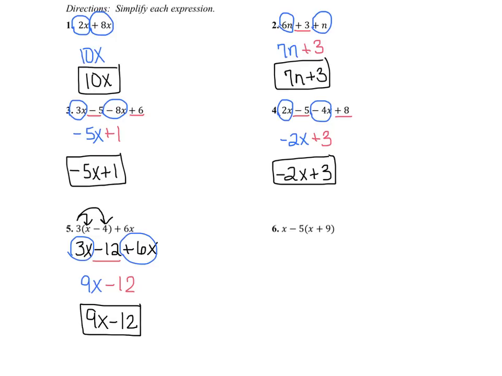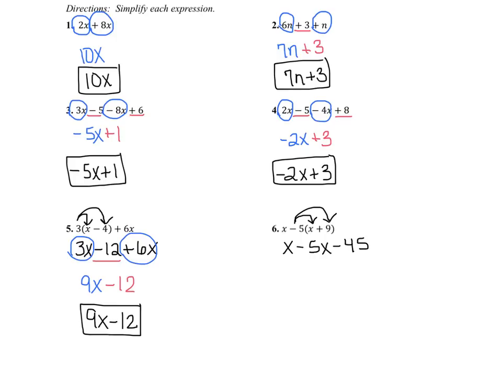Let's look at example 6. x minus 5 times x plus 9. Again, we have the distributive property. But if you notice, we have a negative 5. So when you're distributing, you're going to distribute the negative 5 to the x and the negative 5 to the 9. So let's rewrite this problem. We have x, negative 5 times x is negative 5x, and negative 5 times positive 9 is negative 45.